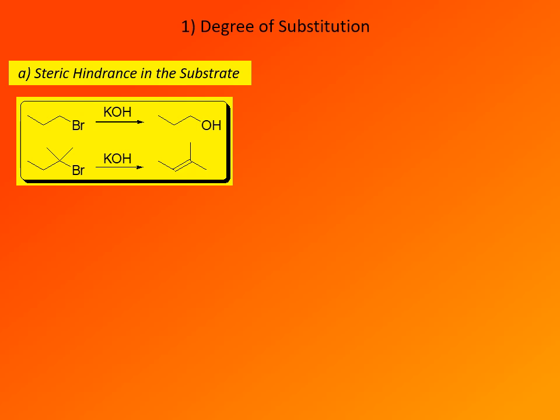On the other hand, tertiary substrates cannot undergo SN2 reactions, but they react under E2 conditions at a very fast rate. In fact, they are the best substrates for E2 eliminations. So for that reason, under bimolecular conditions, a tertiary substrate, as shown in the second equation, will undergo E2 elimination.